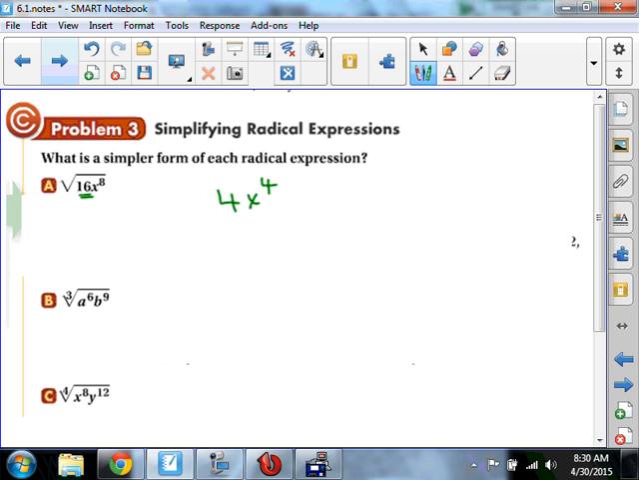Now, the original index is even. This exponent here is also even. Since that exponent's even, we don't need to worry about absolute value bars, and we're good. That's it. We're done with this one. 4x to the 4th.